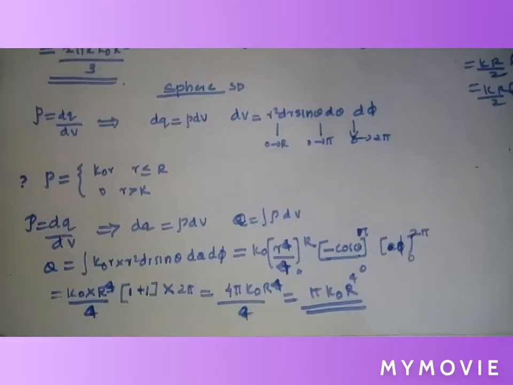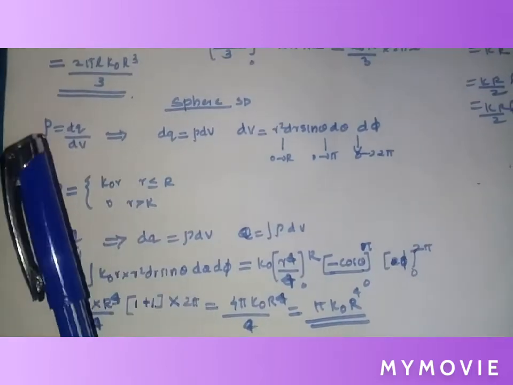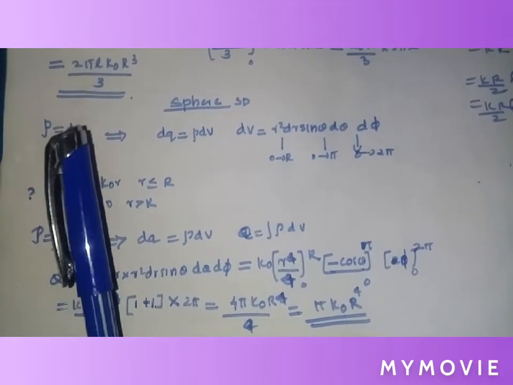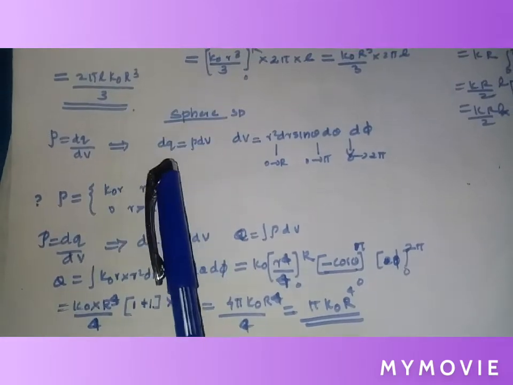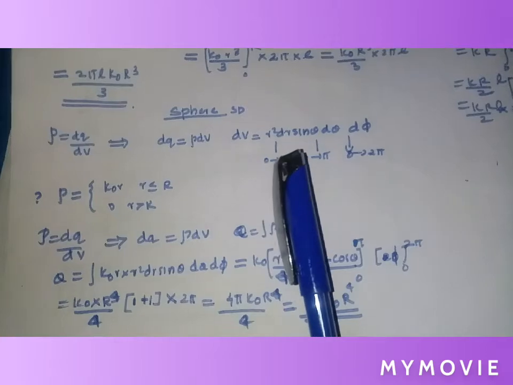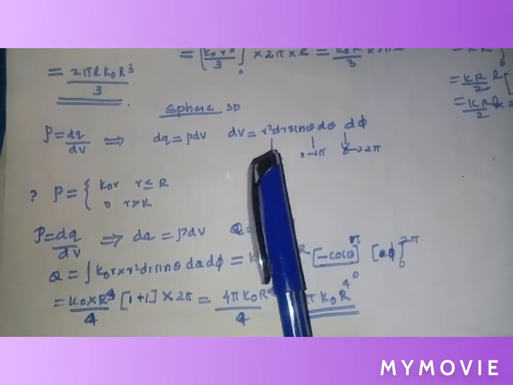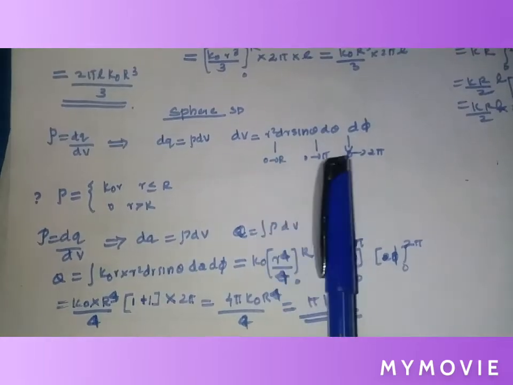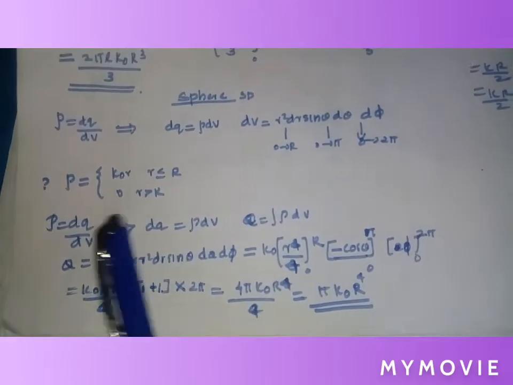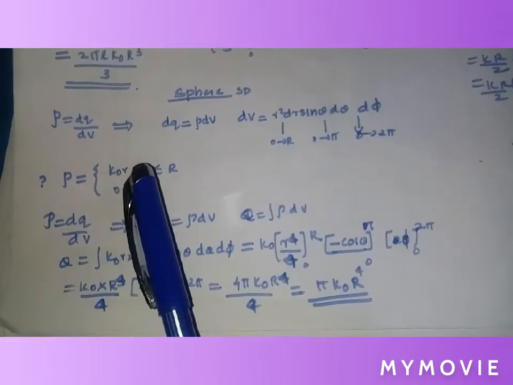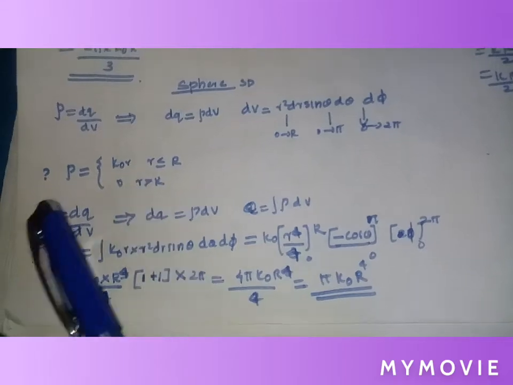Okay. Next case, that is the 3 dimension sphere case. The volume charge density, that is rho, is equal to dq by dv, dq is equal to rho dv. In the spherical coordinate system, the volume element is r square dr sin theta d theta d phi. R varies from 0 to capital R, theta varies from 0 to pi, phi varies from 0 to 2 pi. Consider this question, that is k0 r for r less than or equal to R, 0 for r greater than R.